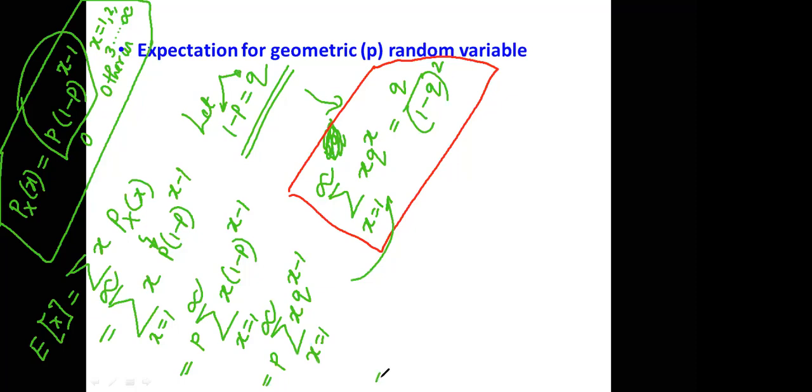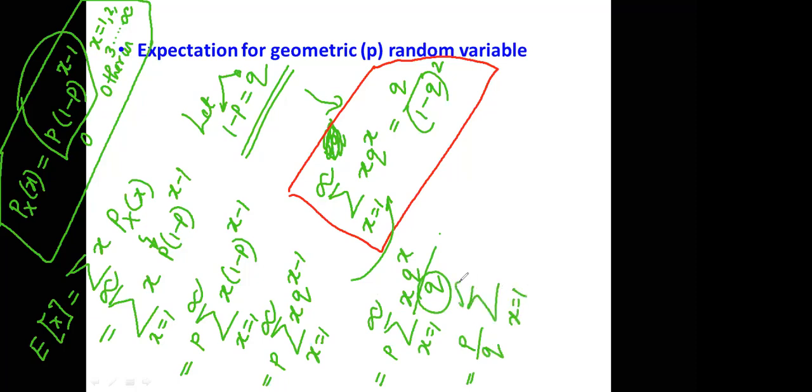Okay, so now what can we do? q to the power x minus 1 means q to the power x divided by q. Do you agree? Yes, sir. So this q is another constant value. There is no variable inside the q, so we can take it outside. And we can write p divided by q into summation of x equals to 1 to infinity x q to the power x.